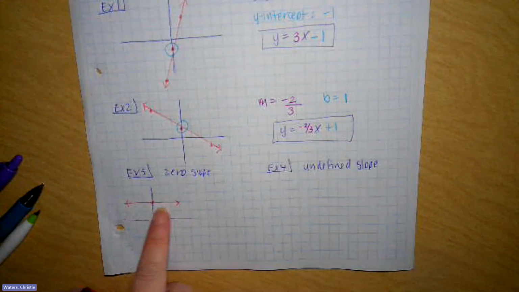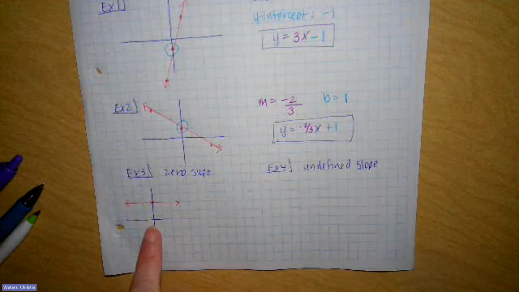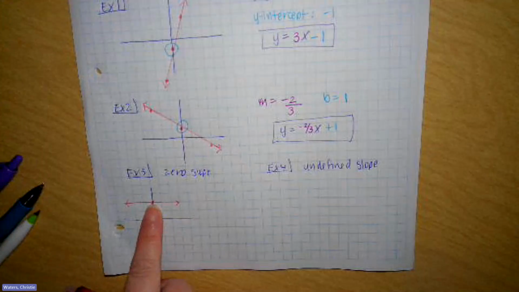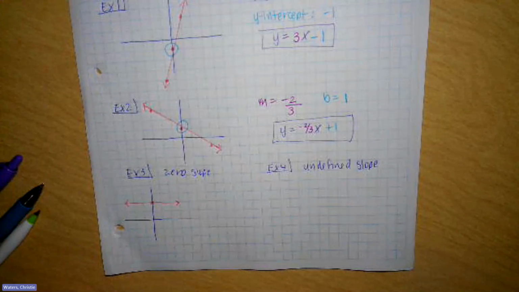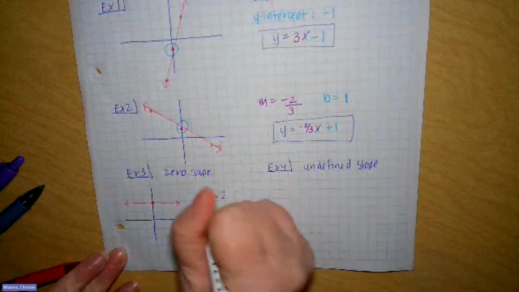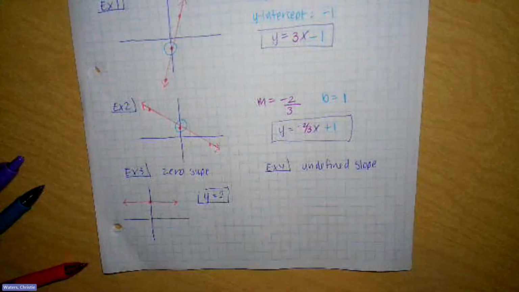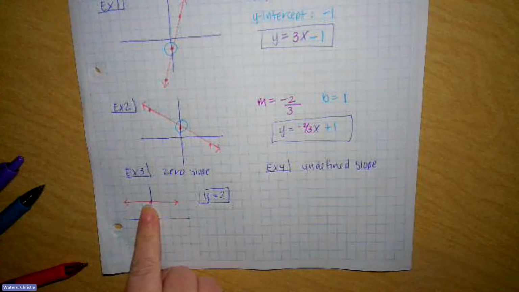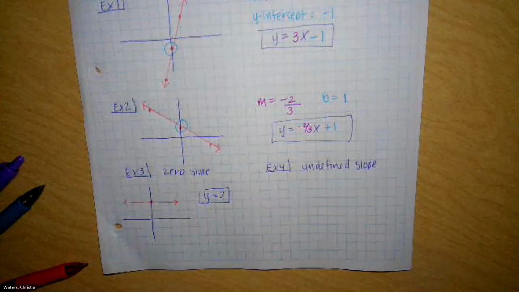Also, this line only goes through the y-axis. It never touches the x-axis at all. And so the way we're going to describe this line is by saying where it goes through the y-axis. And this one goes through our y-axis at 2. And so the equation of this line is just y equals 2. And that's all we have to say. We don't have to put an x because there's no slope. We just need to describe where it crosses the y-axis.